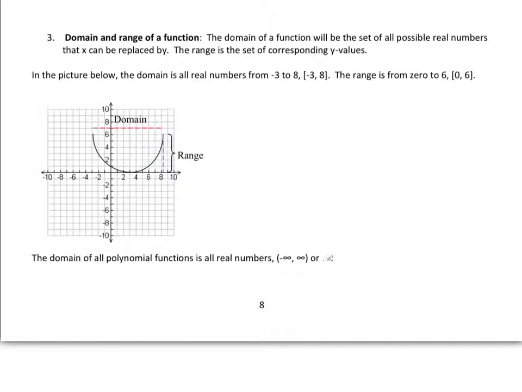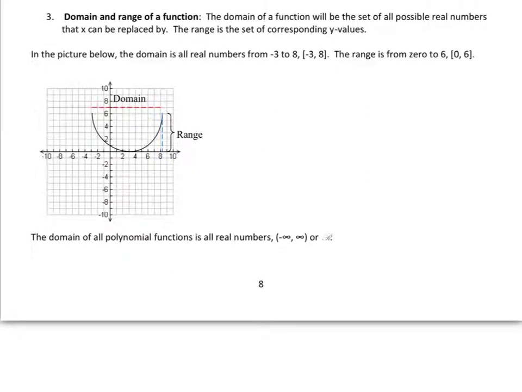Okay. Let me try to clear out what's on this page here. Okay, number 3, domain and range of a function. The domain of a function will be the set of all possible real numbers that x can be replaced by, and the range is a set of corresponding y values.